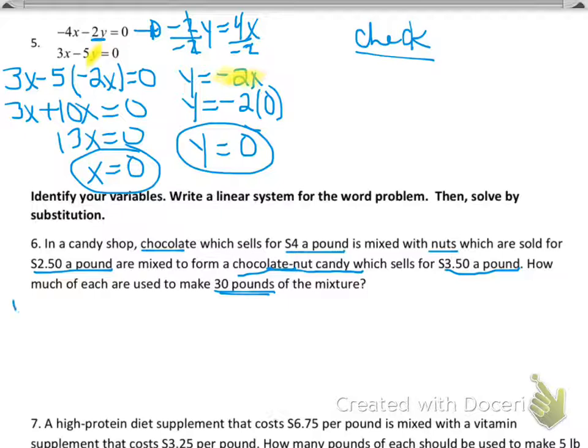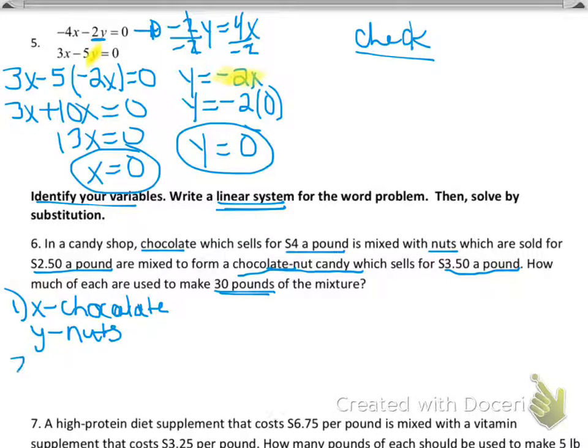So first thing we need to do is identify our variables. So again, we can just use x and y. Let's let x be the chocolate. You could use C for chocolate if you want instead. And then let y stand for the nuts. This is a linear system, so that should be a key word to you that we need 2 equations. One for the pounds and one for the cost. So my 2 equations.